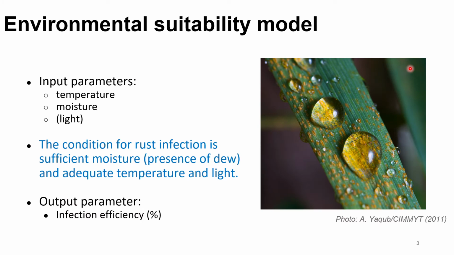Environmental suitability models require input parameters. For we-trust, this is temperature, moisture and light. What we're looking for is a continuous presence of moisture, or in other words, dew, with a suitable temperature and light. Our output parameter is an infection efficiency, basically a percentage number.